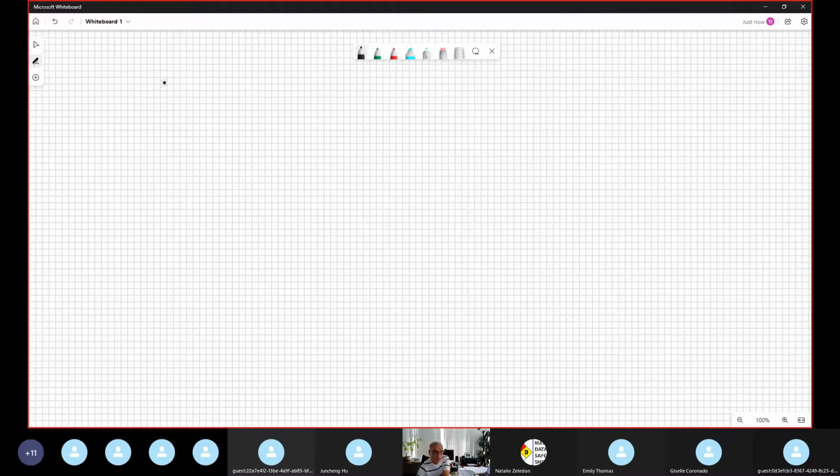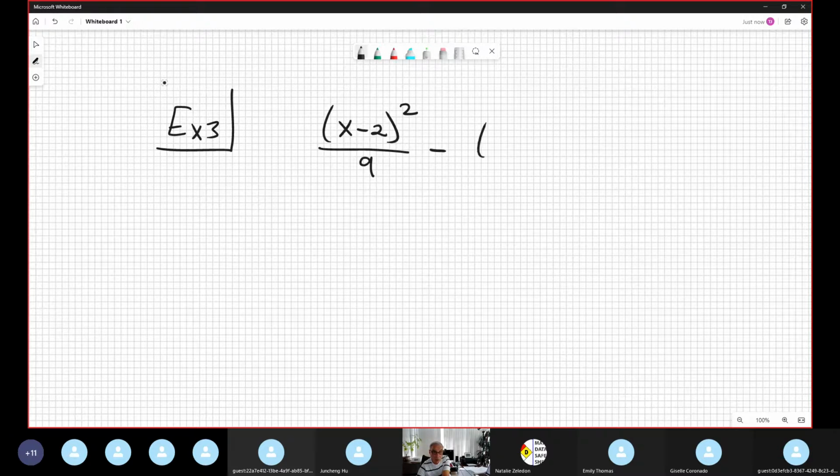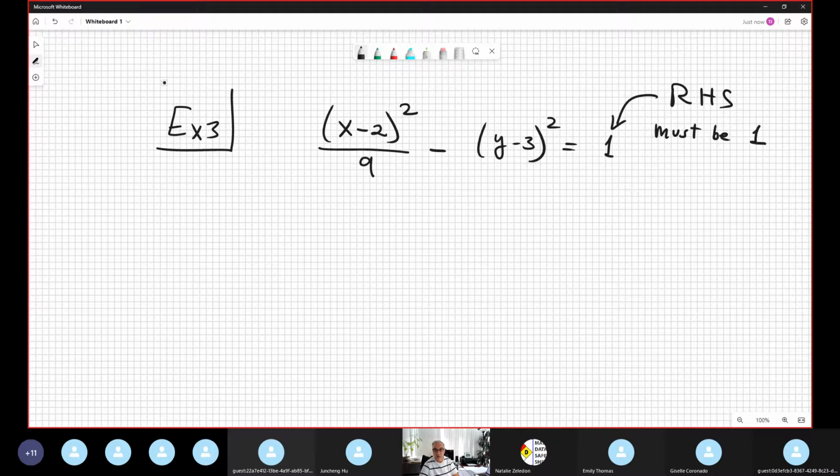Okay, we have (x minus 2) squared over 9 minus (y minus 3) squared equals 1. Oh, nice. I appreciate that so much. In this example, they give it to me in standard form. How do you know it is standard form? The right-hand side must be 1. Nice. And you have the factored form, no completing the square needed. Okay.